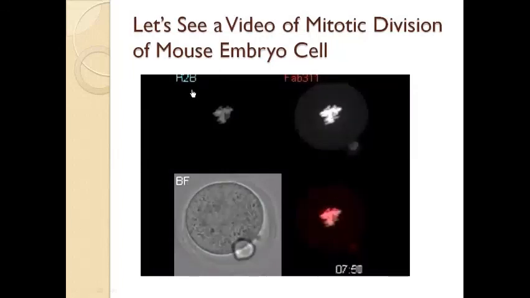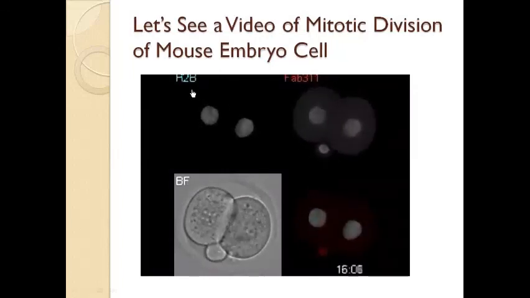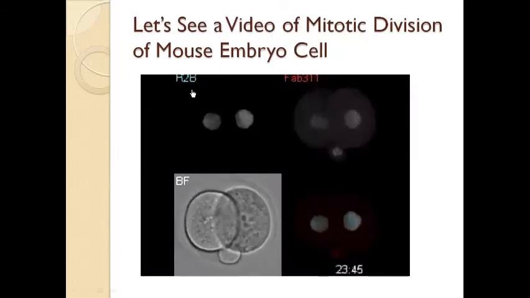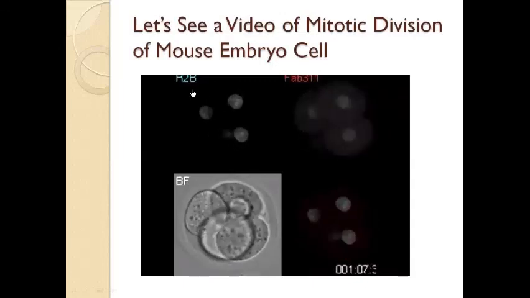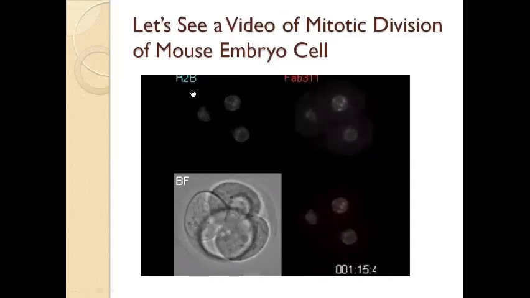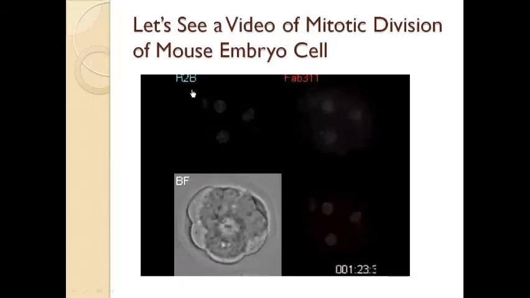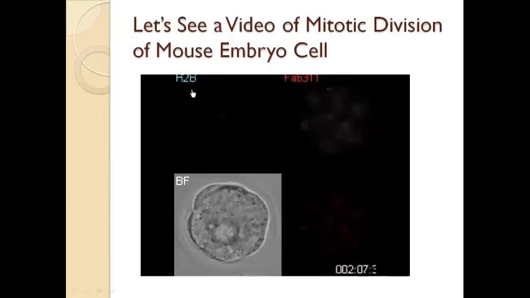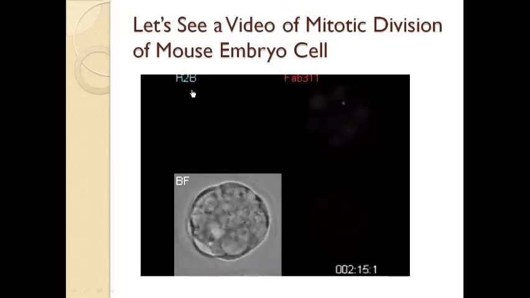Now, this is an example of mitotic division of a mouse embryo cell. Here you are going to visualize how a mouse embryo is getting produced.